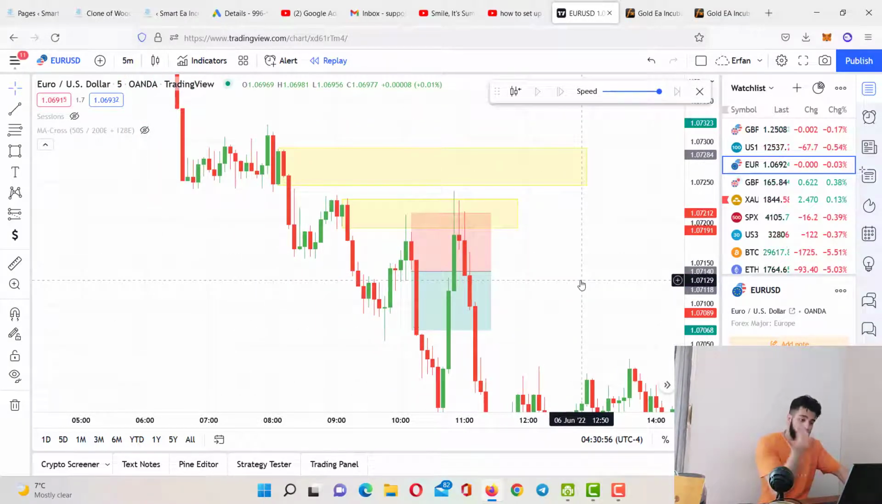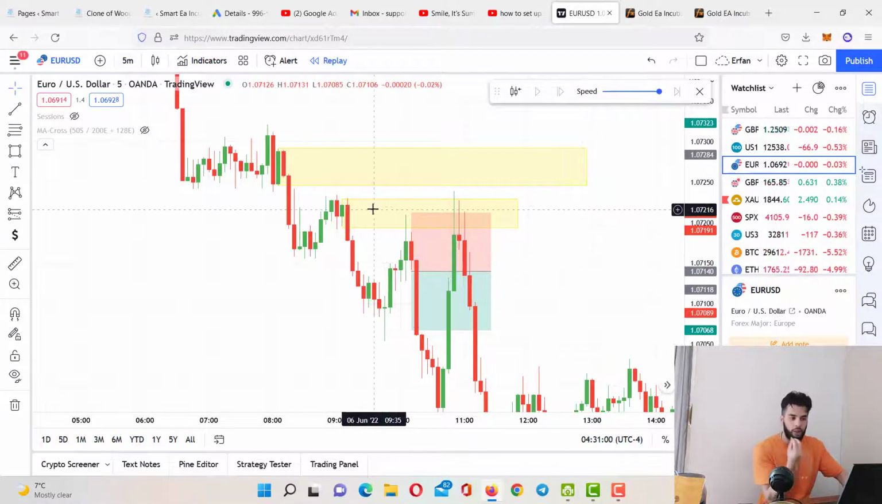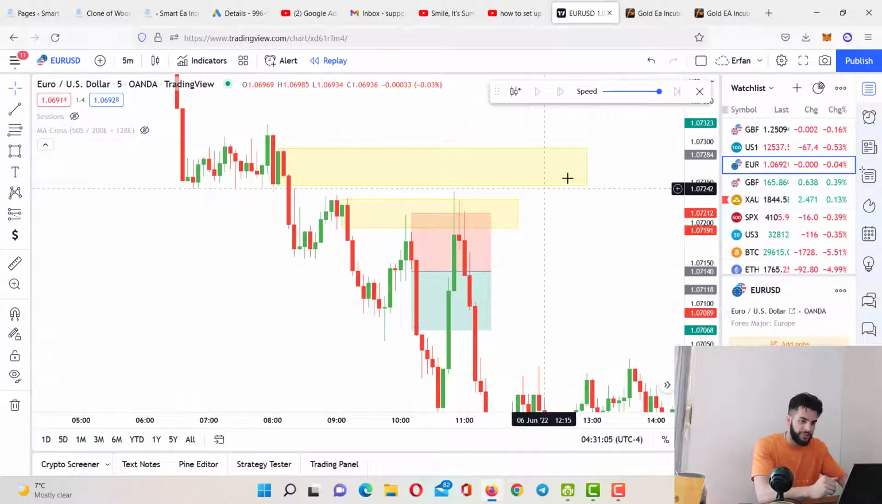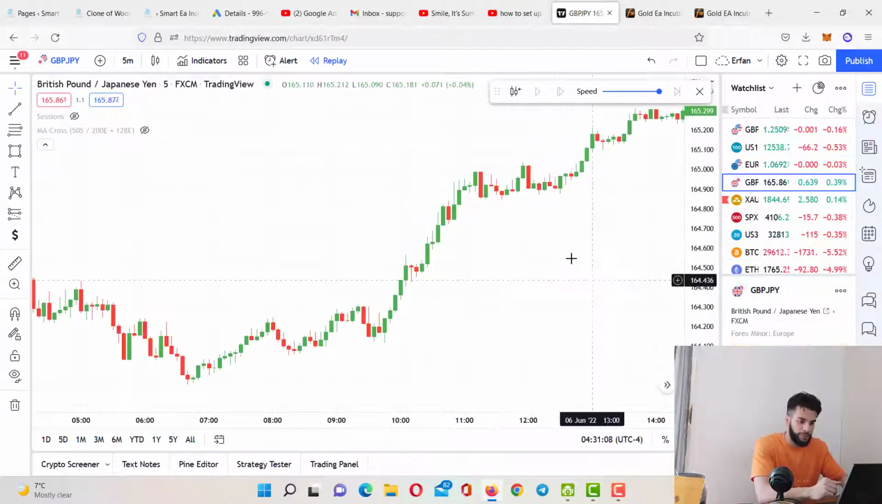And if you want to risk it, it's worth risking it, because the candles are showing you that this order block is probably getting respected more than the others. I hope that you understand what I'm saying. And this is for GBPJPY.